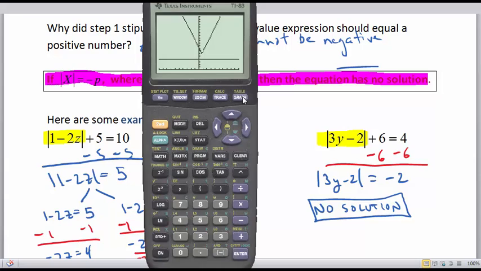And you see, that V-looking graph, that was my absolute value graph, right, my y1. And the horizontal line is my y2, which is y equals 4. Those lines, those graphs, they never intersect. So since those graphs never intersect, the equation has no solution. Okay, so you can see it graphically also.